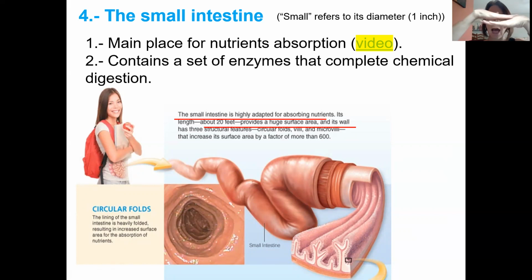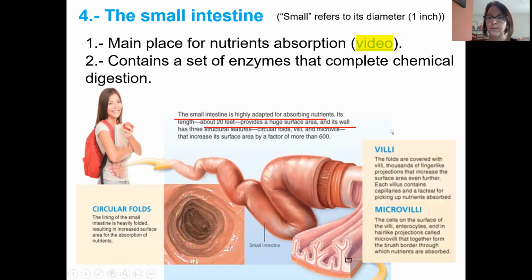So instead of having a flat area, you will increase the space for the nutrients to absorb by having these finger-like structures in there. We refer to these finger-like structures as the villi, and this will increase the surface area even further. And each of these finger-like structures ends like a kind of brush. You can see here. So we call this a microvilli. And in the microvilli, we will have the cells, enterocytes, that will help us to absorb nutrients.